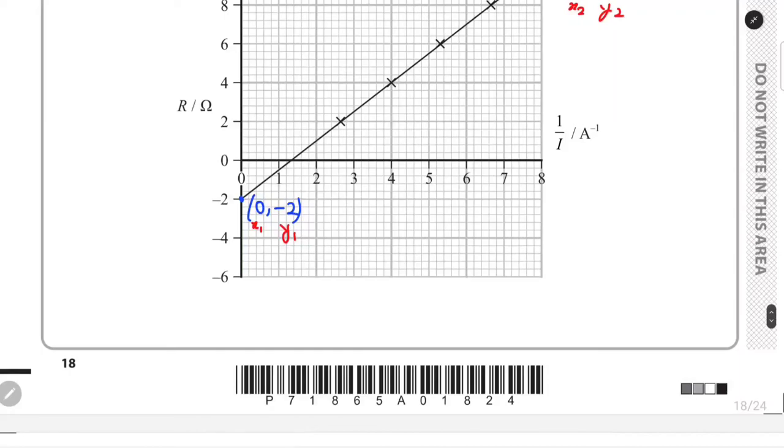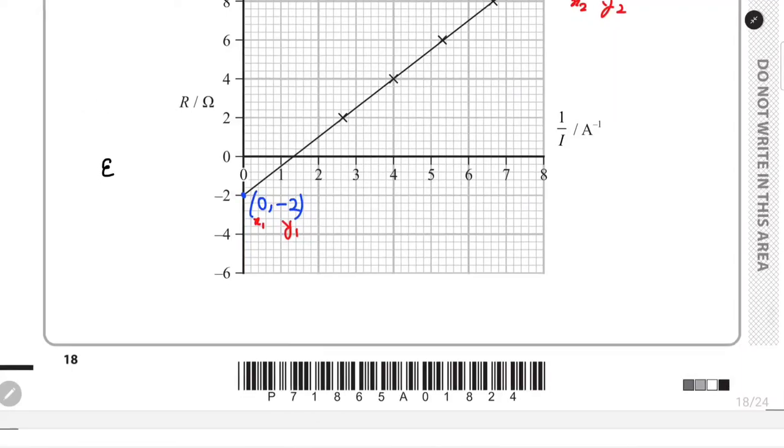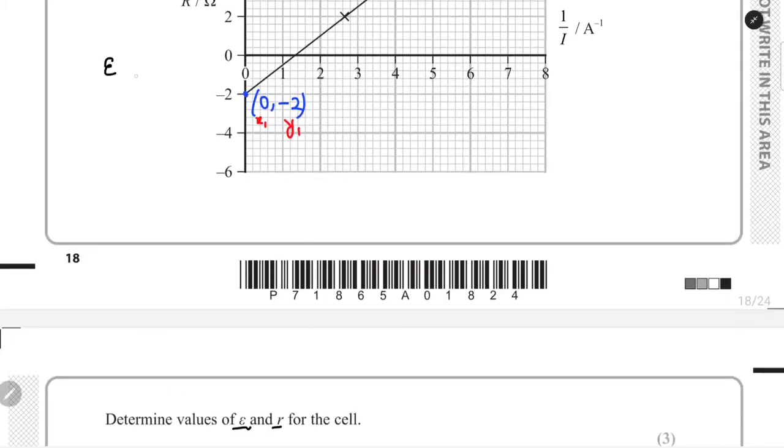If that happens, the EMF has now doubled. EMF will double. So the gradient must be doubled as well over here. So it will be twice as steep.